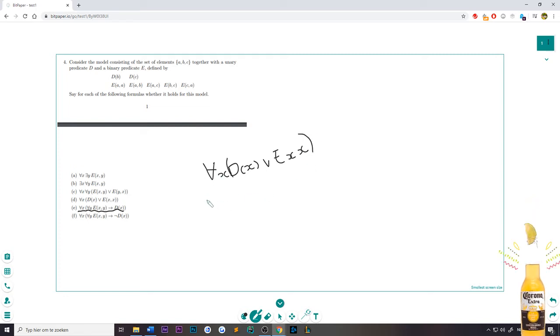Well, we know that for x is a, we have e of aa, right? It exists here. We know that for x is b, we have d of b. And we know that for c, we have d of c. And so this statement holds for all x, right? For all x, there's a valid outcome.